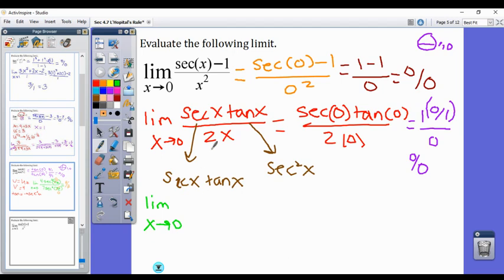Okay, so I'm going to start with this one. So secant x tan x times the normal tan x. So this is the derivative of the first one times the normal second one. Plus, now I'm going to do the first normal one times this derivative. So we're going to get secant x times secant squared x.